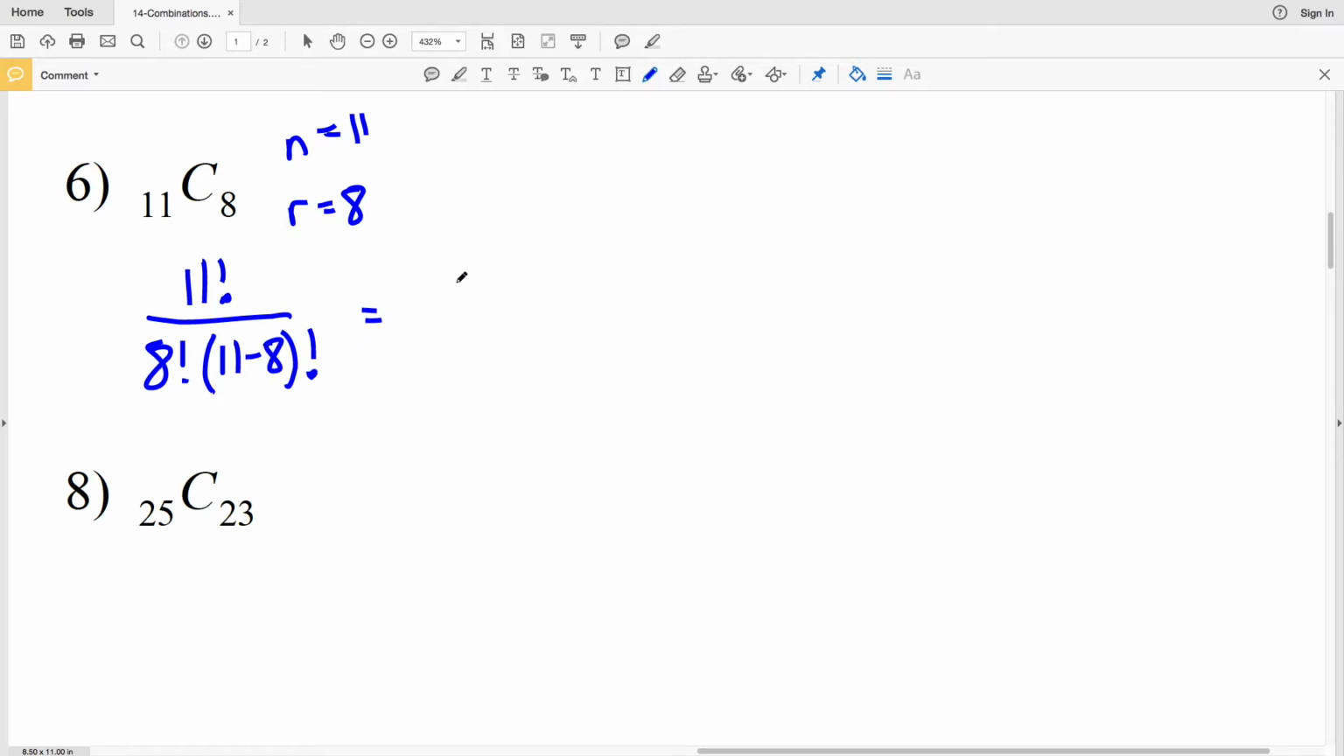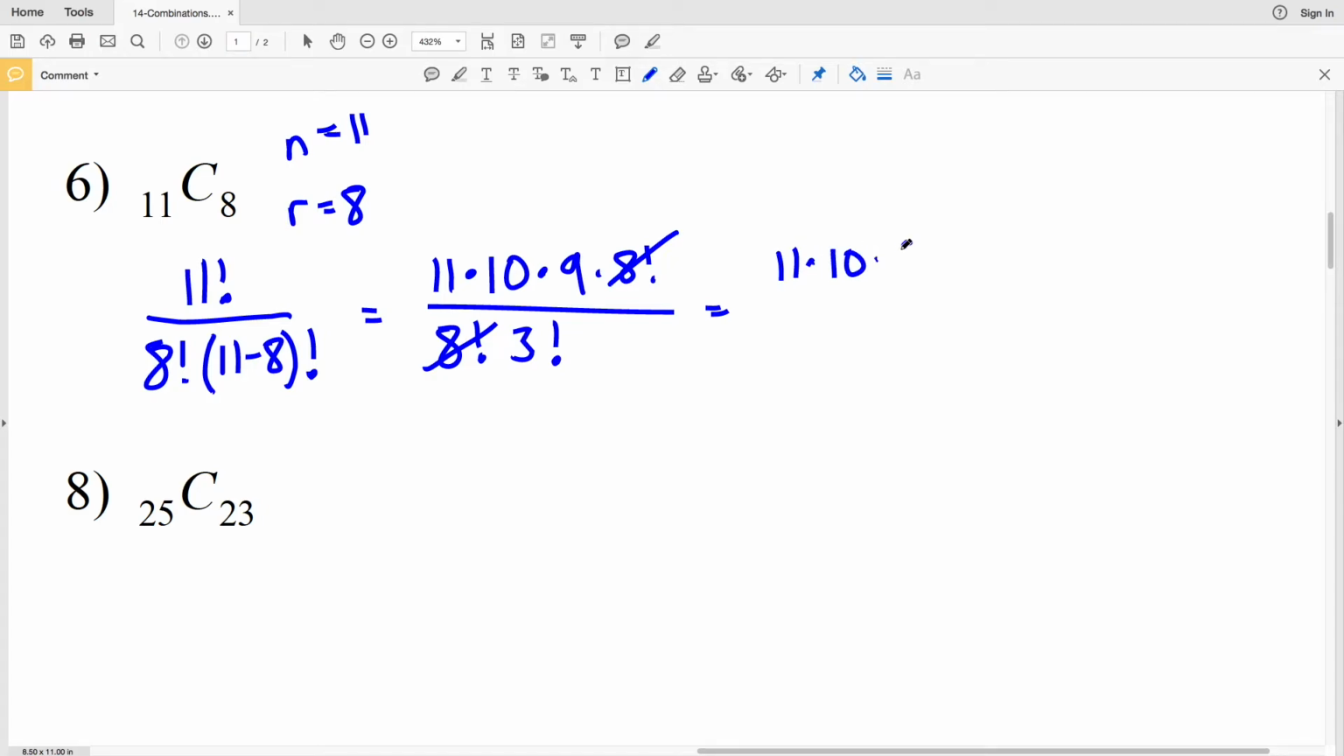I'm going to rewrite 11 factorial as 11 times 10 times 9 times, and then as opposed to 8 times 7 times 6 times 5, I'm just going to write 8 factorial. That's all over 8 factorial times (11 minus 8), which is 3 factorial. My 8 factorials will cancel out, so I'll have 11 times 10 times 9 all over 3 times 2 times 1, or simply 3 times 2. 11 times 10 times 9 is 990, and we're going to be dividing that by 6. And when we do so, we get 165 as our answer in number 6.